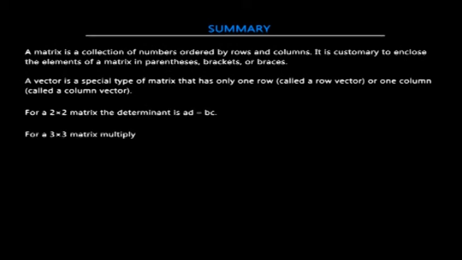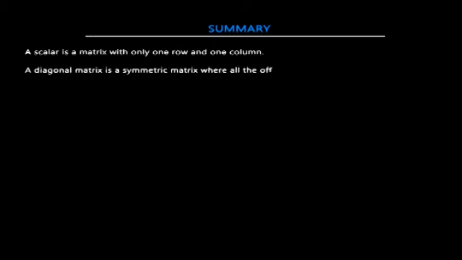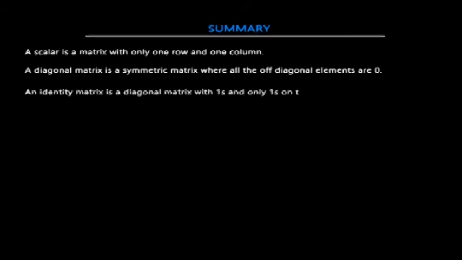For a 3 by 3 matrix, multiply A by the determinant of the 2 by 2 matrix that is not in A's row or column. Likewise for B and C, but remember that B has a negative sign. A scalar is a matrix with only one row and one column. A diagonal matrix is a symmetric matrix where all the off-diagonal elements are 0. An identity matrix is a diagonal matrix with ones and only ones on the diagonal.